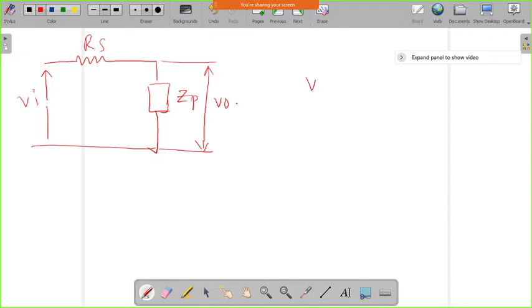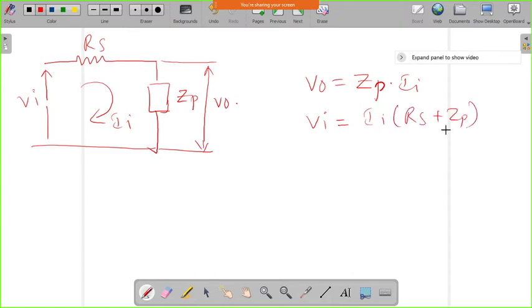What is V naught? If the current passing through this circuit is II, then the voltage across ZP is ZP times II. Similarly, the equation for VI is II times (RS plus ZP), going around the loop. So we can write II into RS plus II into ZP. That is VI.